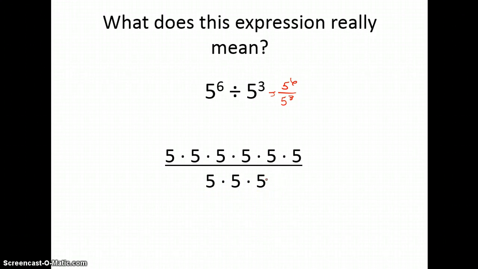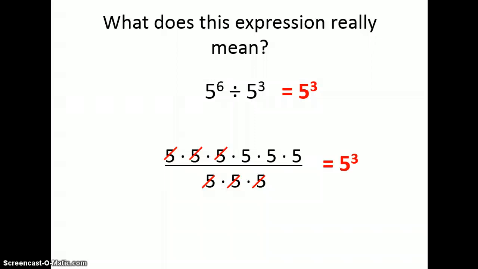Now I can cancel any common factors in the numerator and denominator, just like when I'm simplifying a fraction. And when I do that, I actually have canceled all of the 5s in my denominator, so that's really a 1. And so I get 5 to the 3rd power over 1, but I don't need to write that 1 at the bottom. So 5 to the 6th power divided by 5 to the 3rd power is 5 to the 3rd power. Take note again of what happened to the bases when I divided and what happened to the exponents.